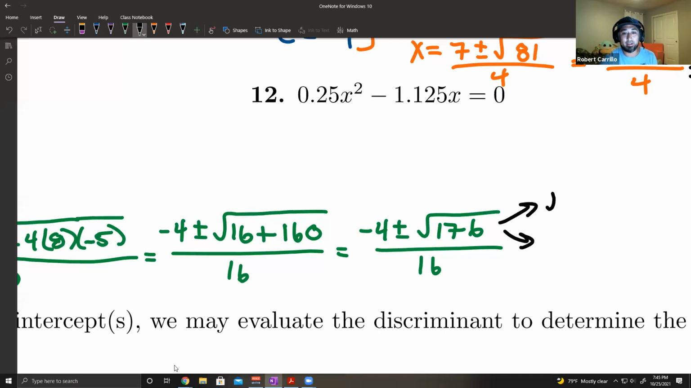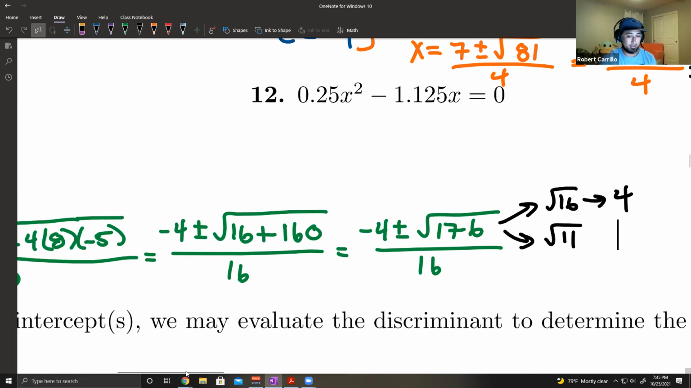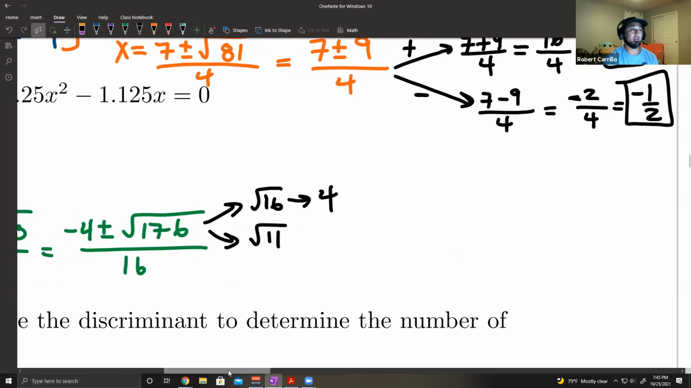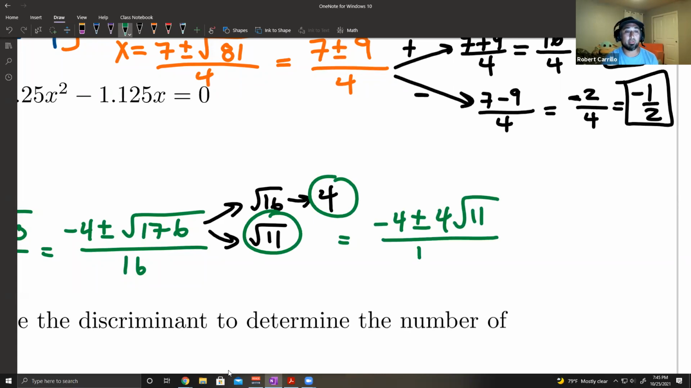So this can break down into square root of 16, square root of 11. And what is the square root of 16? 4. Can you break down the square root of 11? No. So continuing here, we now have -4 plus or minus 4 square root of 11 all over 16. Now we're going to split it into 2 fractions so we can reduce, and you'll get -4 over 16 plus or minus 4 square root 11 over 16.